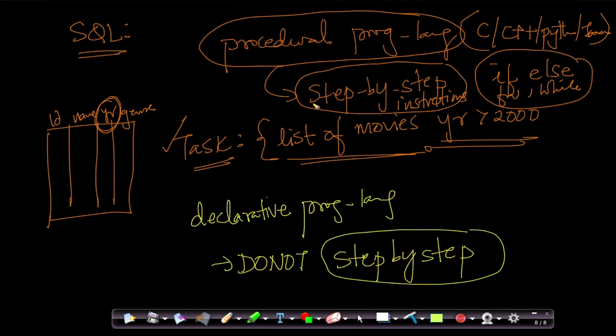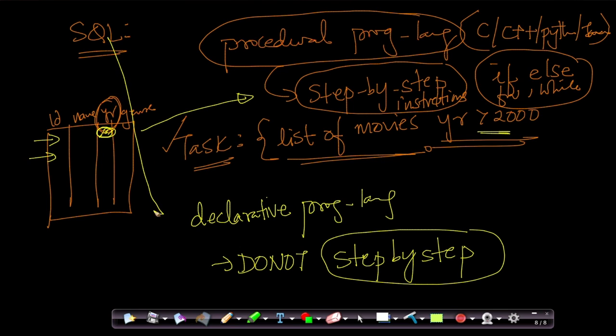The step by step process in C, C++, Java is, okay, load this file, go row after row, which you can write using a for loop or a while loop. And for every row, check if the year is greater than or equal to 2000. If so, print it. That's the step by step process that you would do in C, C++, Python or Java.